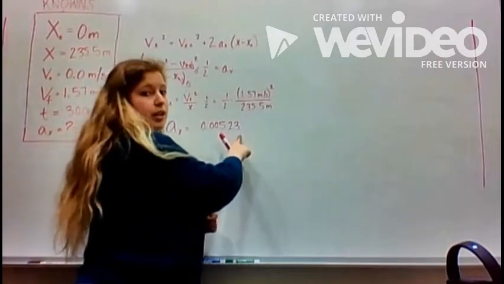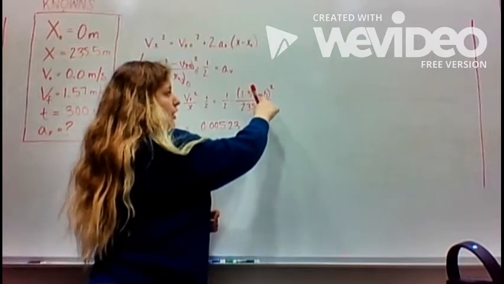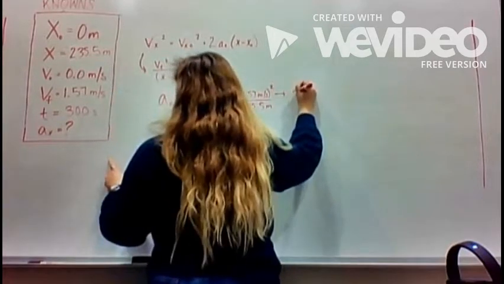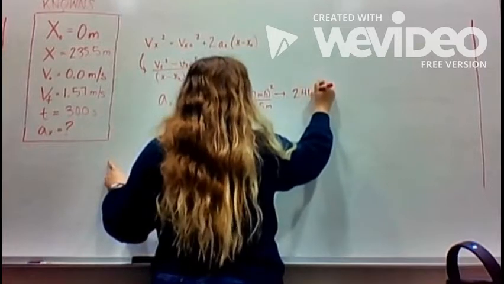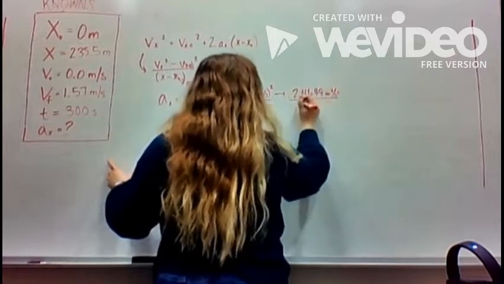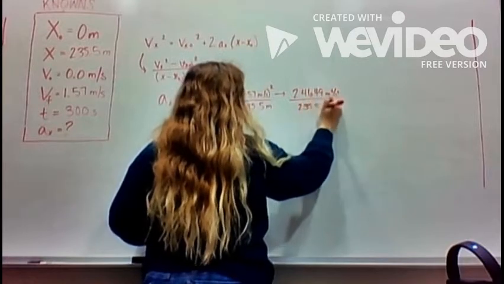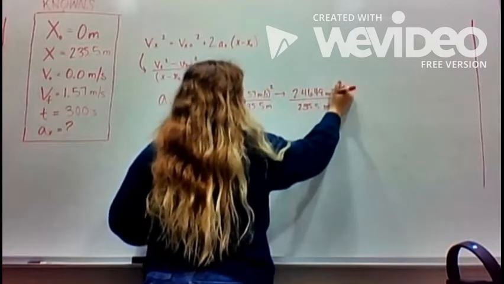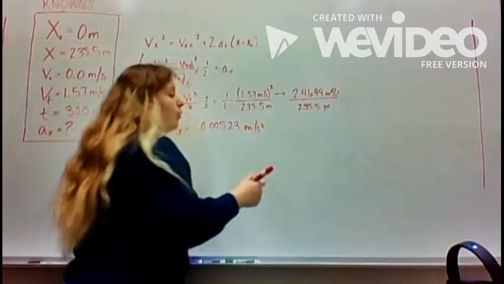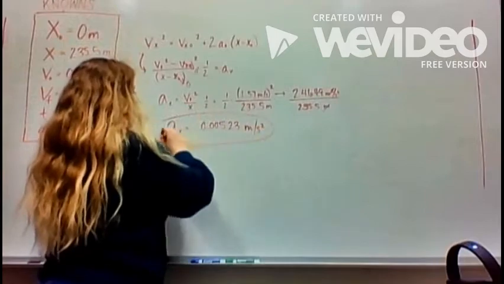Now we have to worry about the units. When you square this quantity of 1.57, you're actually squaring both the numerator and the denominator, the meters and the seconds. So this numerator here is going to be 2.4649 meters squared per second squared. And when you divide that by the 235.5 meters, then one of those meters cancels out, and you wind up with just meters per second squared, which is how we can double check that we got the proper acceleration here. So that's that.